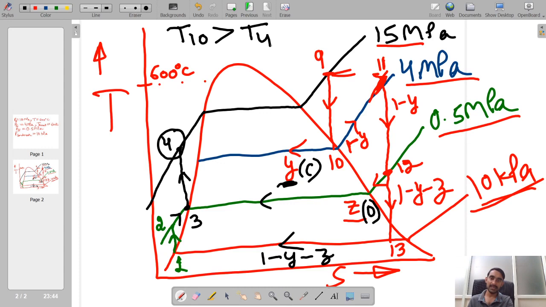So because of that, when point number 4 and point number 10 are allowed to enter inside our closed feed water heater, in that case this point 4 will be gaining heat. Say after gaining heat, point 4 reaches point number 5, and whatever point 10 is there will be losing heat, and after losing the heat it will come to the saturated liquid state. So say this is my state number 6.